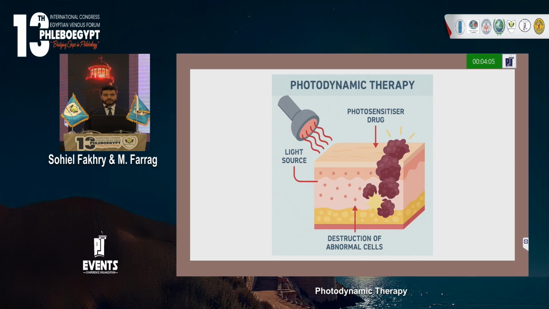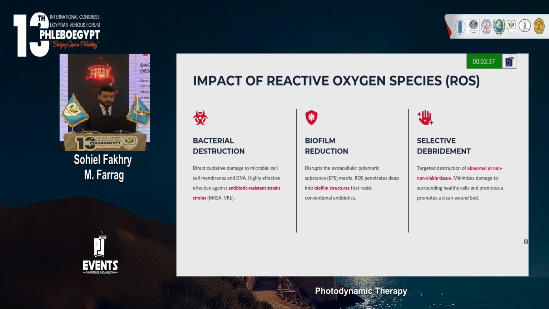Actually, it all starts by the application of the photosensitizing agent over the wound or the infected tissue into which they were selectively absorbed and on exposure to the light with specific wavelengths or the ultraviolet rays. It actually leads to the reaction between the photosensitizing agent and the molecular oxygen to eventually produce reactive oxygen species, which will lead to killing of the antibiotic resistant strains, destruction of the biofilm and the abnormal or non-viable tissue with minimal damage to the surrounding healthy tissue that leaves a clean wound bed.